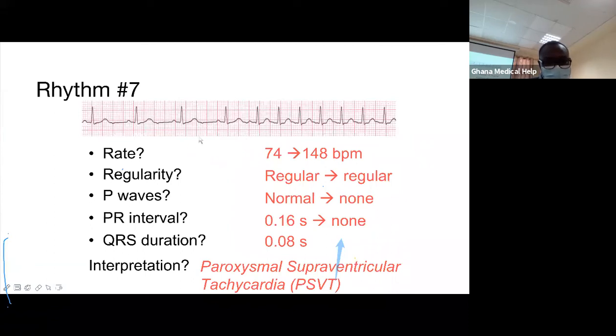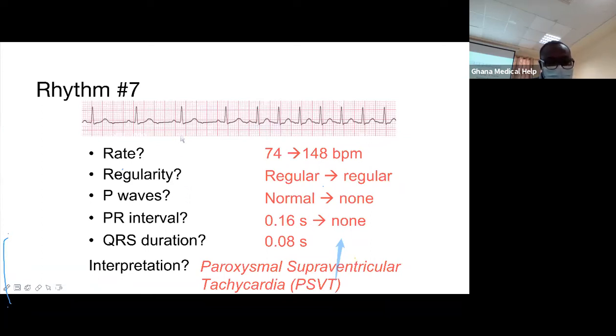Now about the PR interval. Anytime there's no P wave, there's no way you can calculate a PR interval. So in the first part, you'll find that this is a P wave, so there's a PR interval. But over here, there's no P wave. So how do you get the PR interval? That's why the second portion says none.